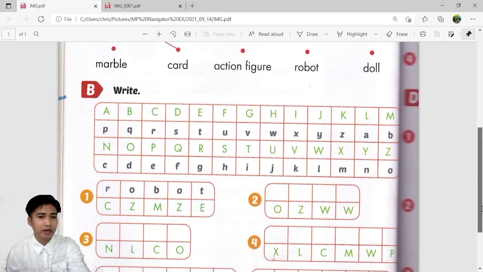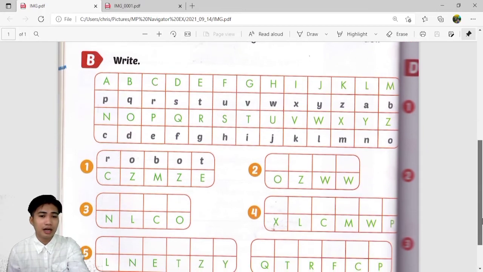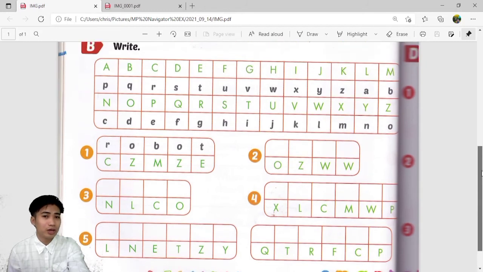For letter B, you're going to write the letters of these boxes. For example, number one: you're going to look for that letter. For example, letter C, what letter has R? So you're going to write R until you complete all letters and make a word. For number one, we have the word robot. For number two, three, four, and five, do the same.